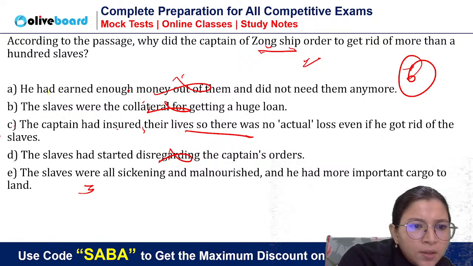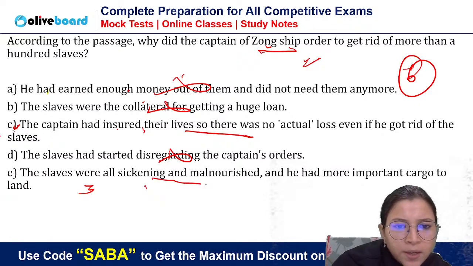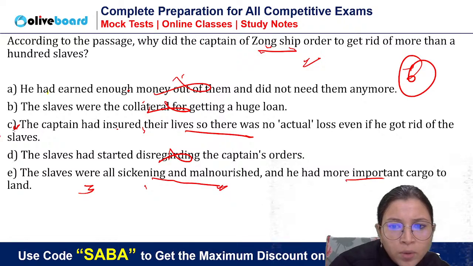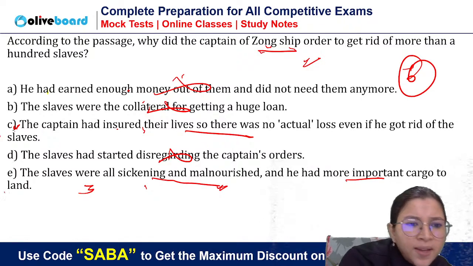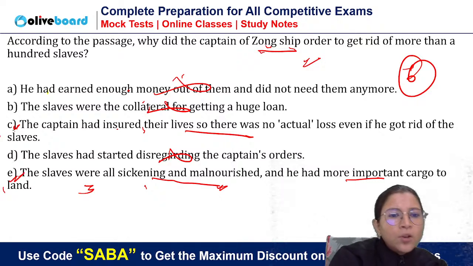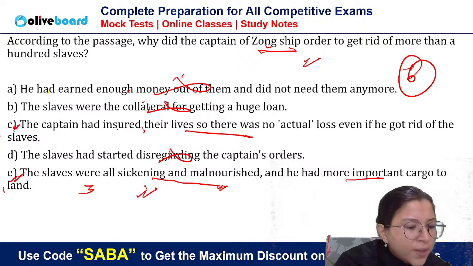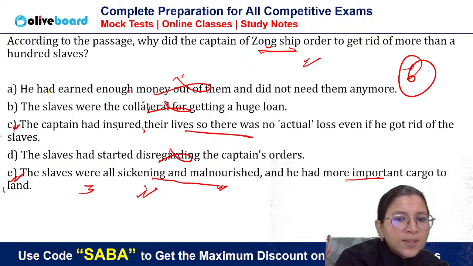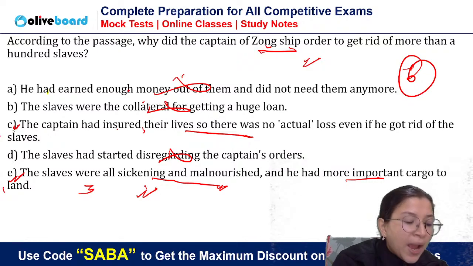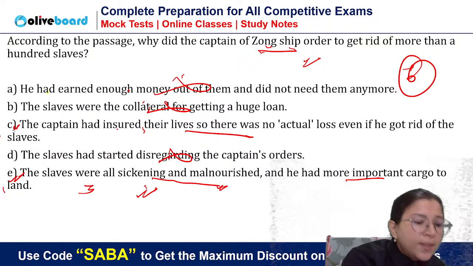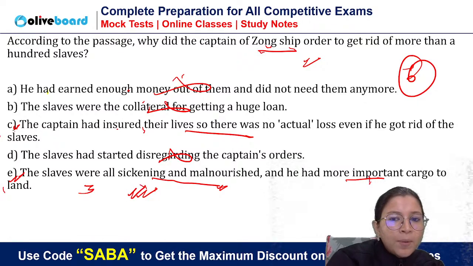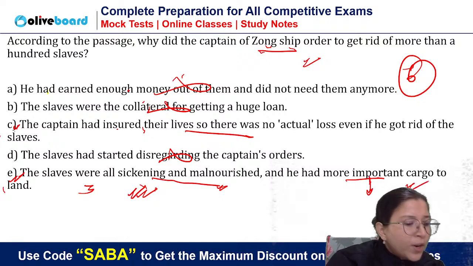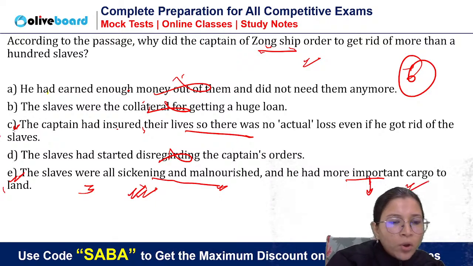This we will take because this is also there. The slaves were all sickening and malnourished, and he had more important cargo to land. See, E will be the reason, right? Because he knows the slaves can no longer be used again. So the slaves were all sickening and malnourished, and the slaves were already insured. Even if we throw those slaves, he will be able to save the cargo, because the cargo was not insured. So the answer is going to be E.